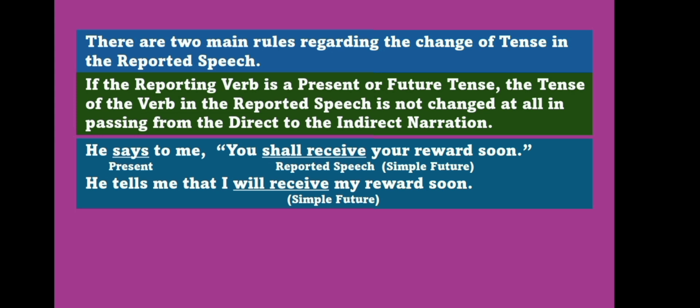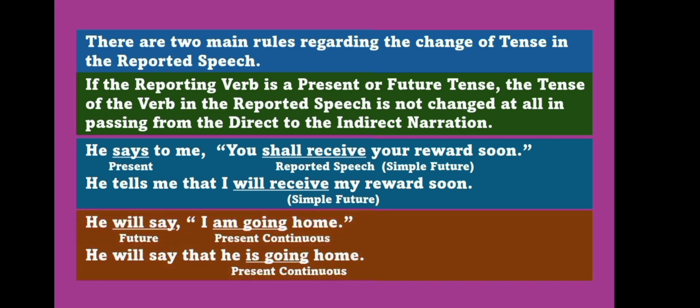This example shows that the tense of the verb, which is simple present in the reported speech, does not change in passing from the direct to the indirect narration if the verb in the reporting clause shows the present time. Now see the next example. He will say, "I am going home." The indirect narration of this is: he will say that he is going home.